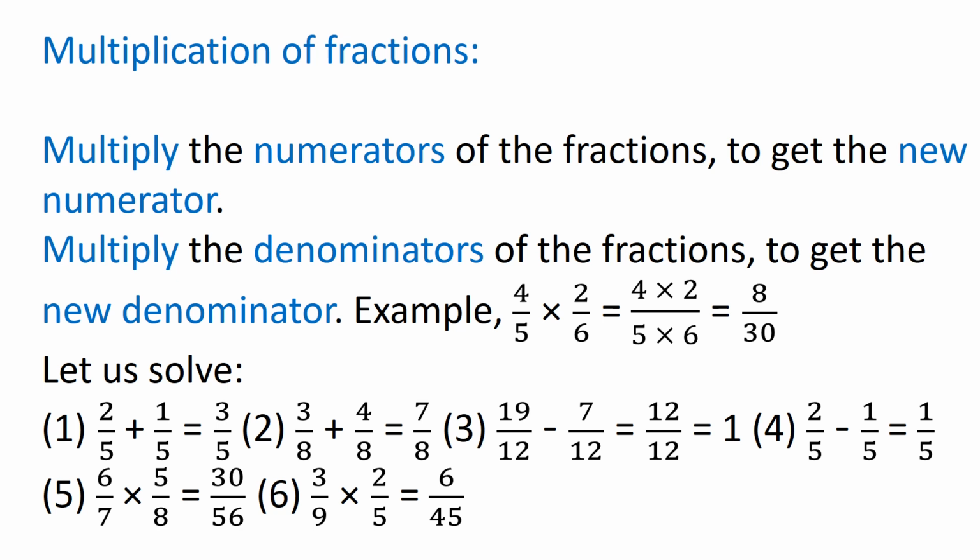Now subtract 2 upon 5 and 1 upon 5, we get 1 upon 5. Multiply 6 upon 7 and 5 upon 8, we will get 30 upon 56. And lastly, 3 upon 9 into 2 upon 5, we get 6 upon 45.